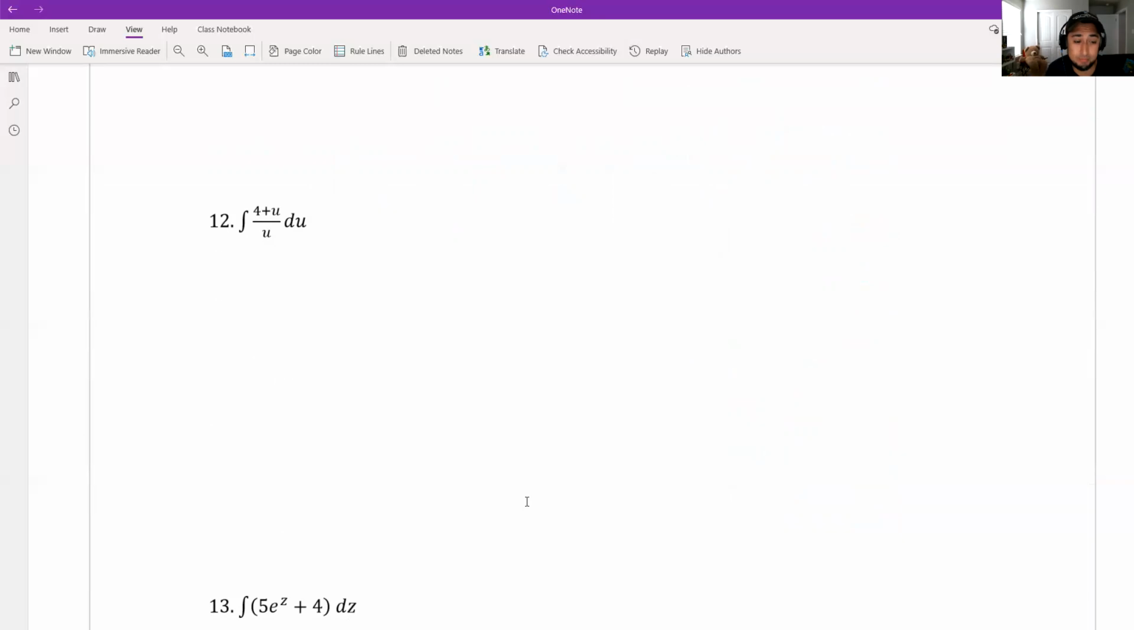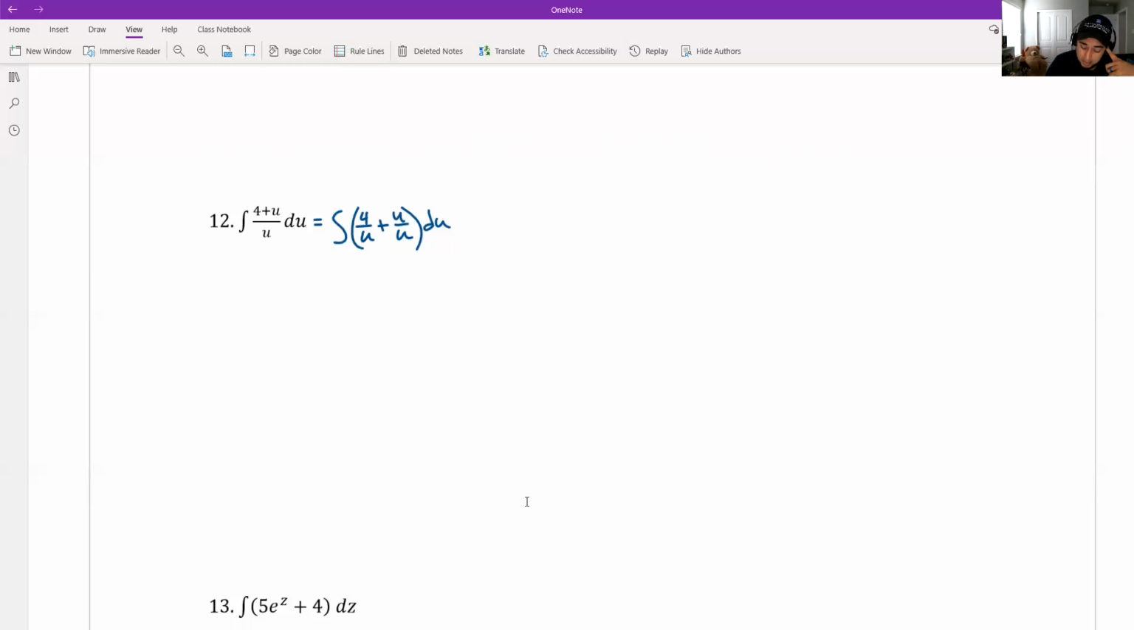All right. 12. It's going to take some manipulating as well. We don't know how to find the integral of a fraction like this just yet, or maybe never. This is business calc. So what we're going to do is split this into two fractions, because we see that the two terms in the numerator are over the same denominator, which means I can split them into two fractions. The integral of 4 over u plus u over u du. So that's all I did. I split them into two fractions.